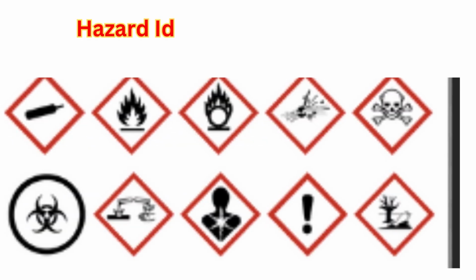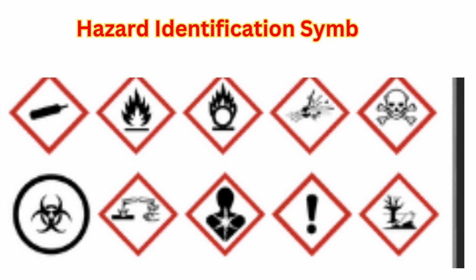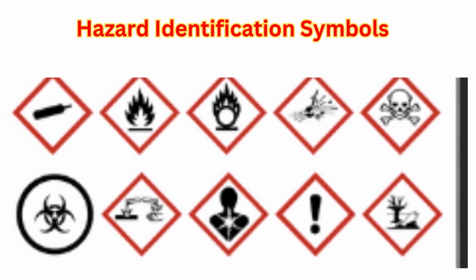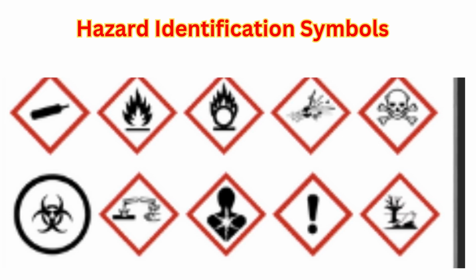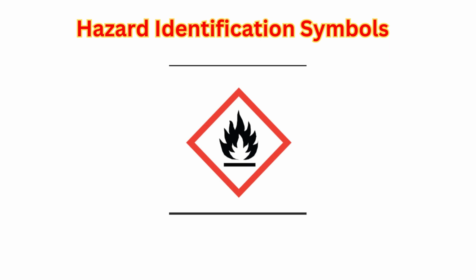Hazard identification symbols. Identification symbols found on Material Safety Data Sheets, MSDS. Let's see how we can identify and what are the hazard identification symbols. Flame symbol indicates flammability. The substance can ignite easily and may pose a fire hazard. Implication: handle with care to avoid sparks, open flames, or sources of ignition.